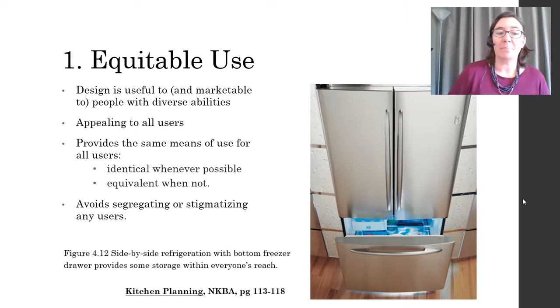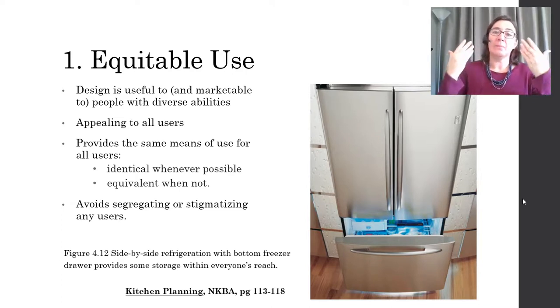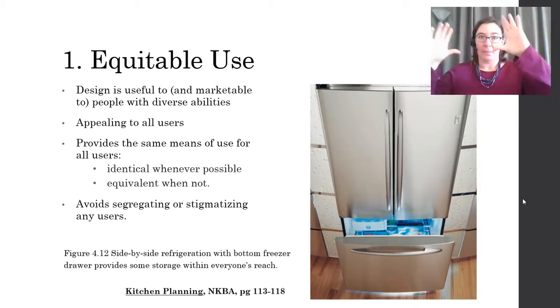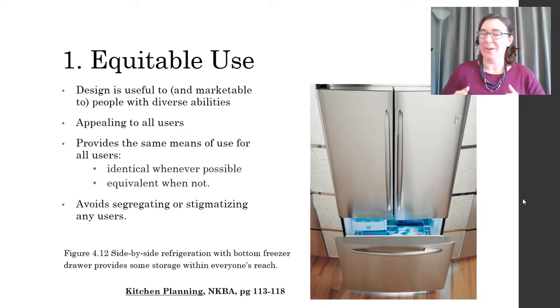Here we have an example of equitable use in a kitchen. When you select a side-by-side refrigerator with a bottom freezer, all right, some of each type of storage, okay, cold, colder, is within everyone's reach.